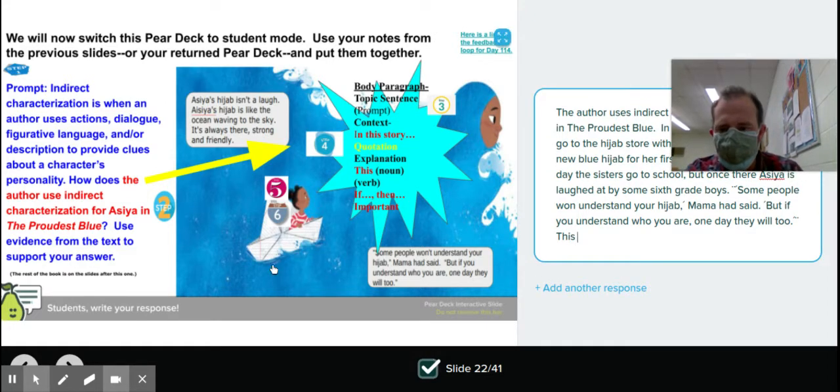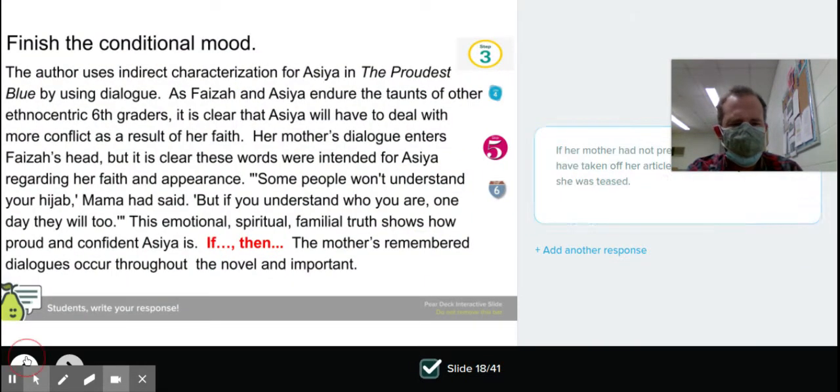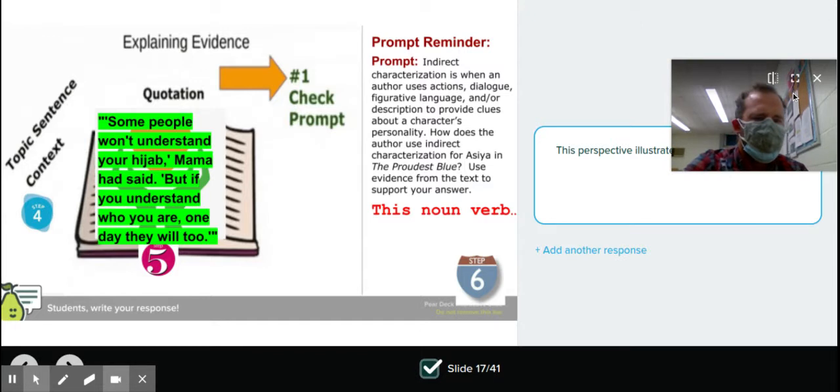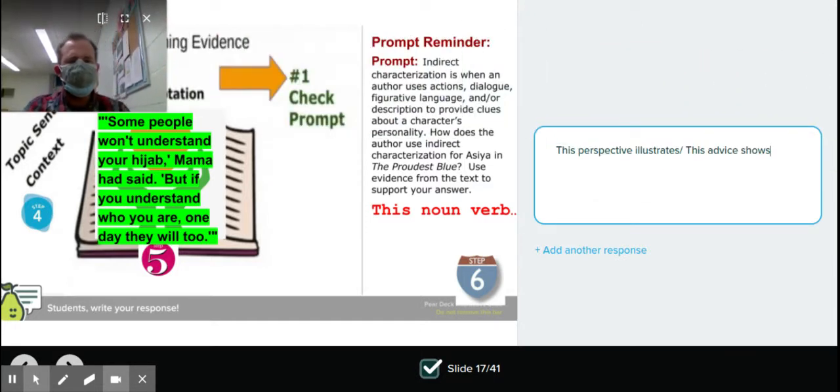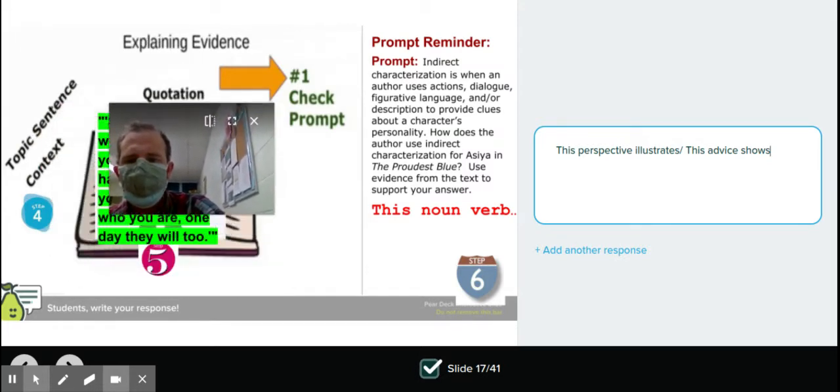Now, I think I might have worked on that earlier. Let me see. Maybe Mr. Surface sent me a this noun verb example. He usually does that. He's so stinking nice and handsome and amazing. So let's take a look. Oh, he did. This perspective illustrates or this advice shows. And this is going with the quotation that my face is floating on top of right now.